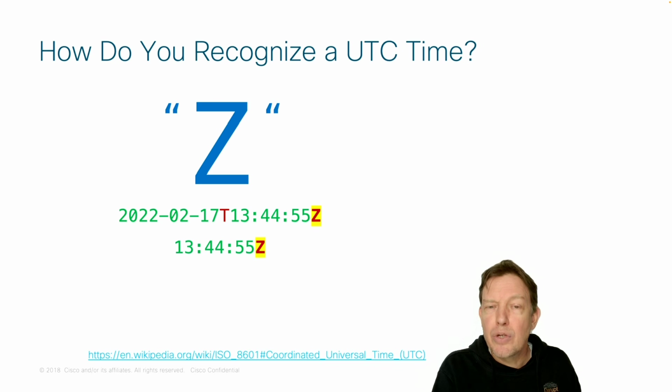First, let's see how you can recognize a UTC time from a programmatic perspective. Well, it's actually quite simple. It has a Z in it. So whenever you see this, you know it is UTC.